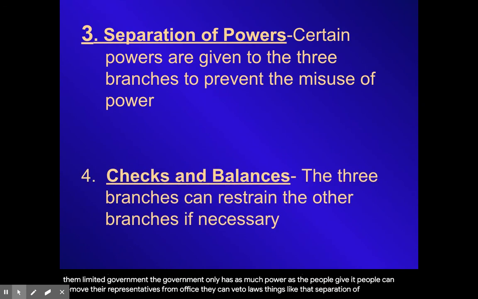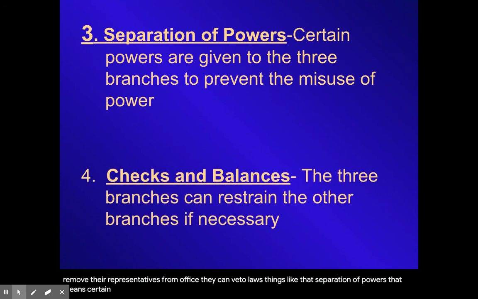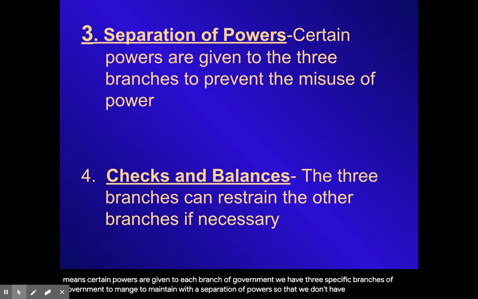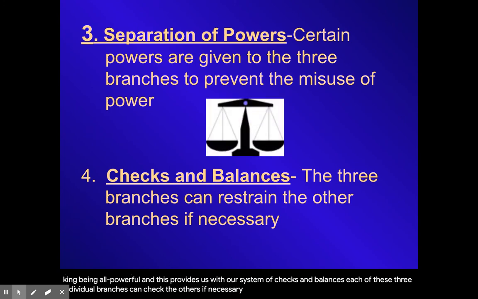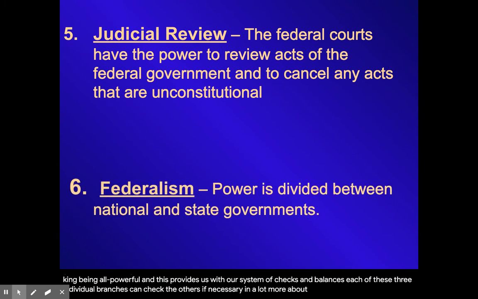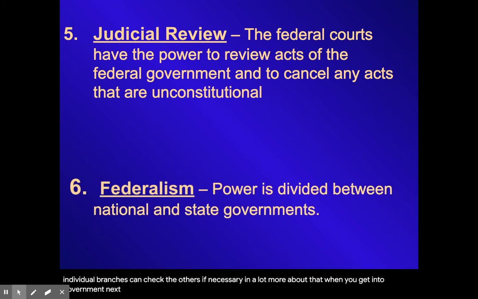Separation of powers. That means certain powers are given to each branch of government. We have 3 specific branches of government to maintain a separation of powers so that we don't have one person, like a king, being all powerful. And this provides us with our system of checks and balances. Each of these 3 individual branches can check the others if necessary. You'll learn a lot more about that when you get into government next year.